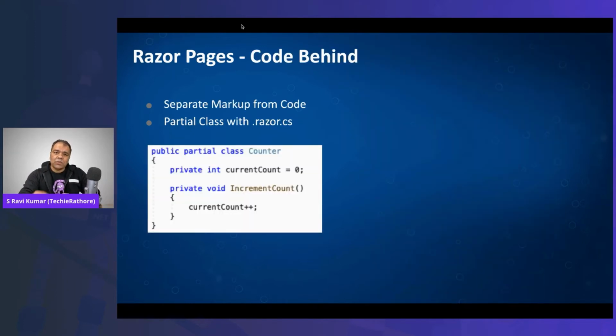Razor pages code behind. By default, .NET, be it .NET Core or .NET 5, doesn't provide you the support to create a backend page or code behind page. But Visual Studio gives you the option to create a code behind page. You just have to create a class file and name it .razor.cs. When you name it with the same name as the Blazor component, it will work and come as a code behind file. I'll show you when I show the code example, how it is being done.